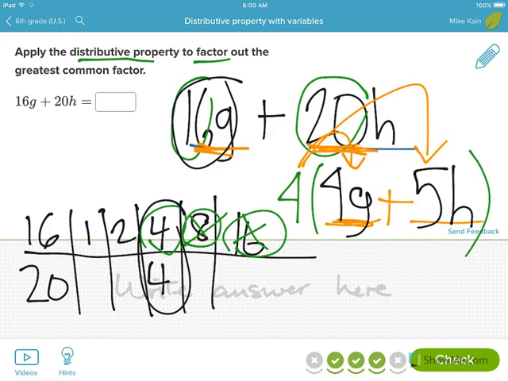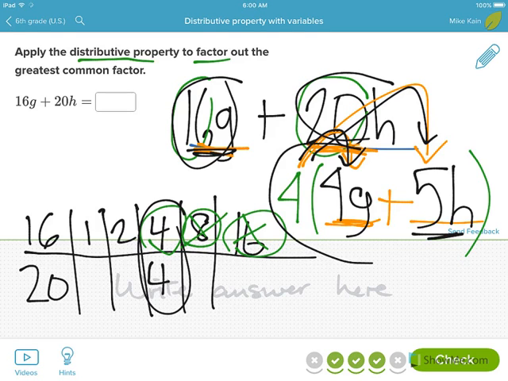So I can check here by multiplying it out again. 4 times 4g is 16g, and 4 times positive 5h is 20h. So my final answer is 4 parentheses 4g plus 5h.